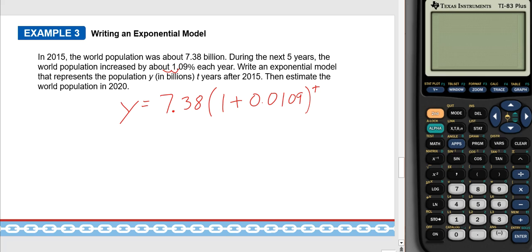And then we are to estimate the world population in 2020, right? So we're going to take that 7.38 billion, and we are going to multiply it by 1.0109. That's our growth rate there, to the 5th power, because 2020 would be 5 years after 2015. This becomes a calculator problem, so we will get this punched into the calculator.